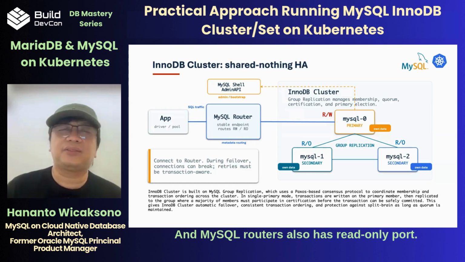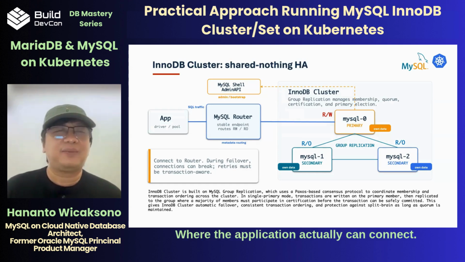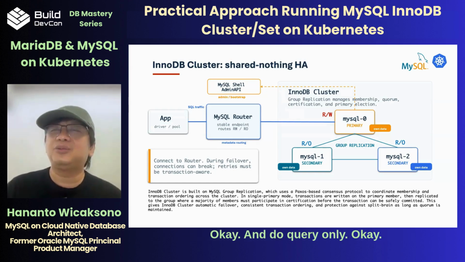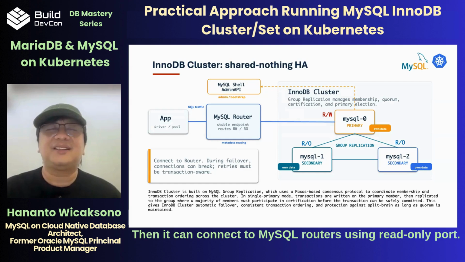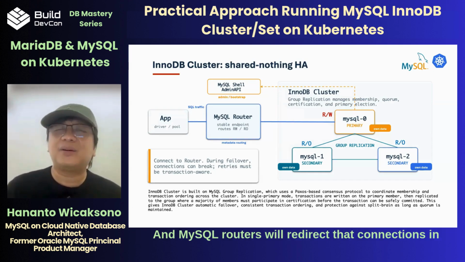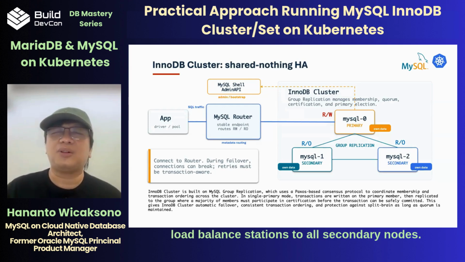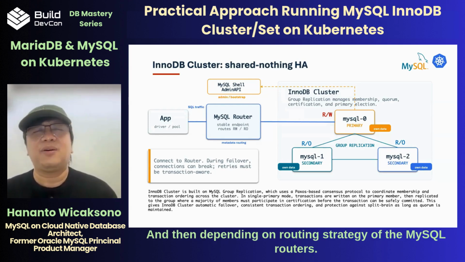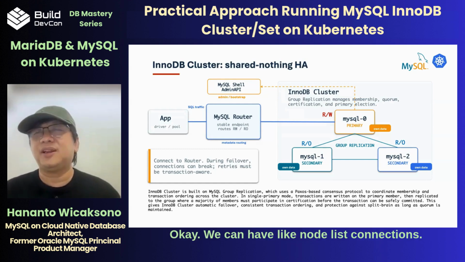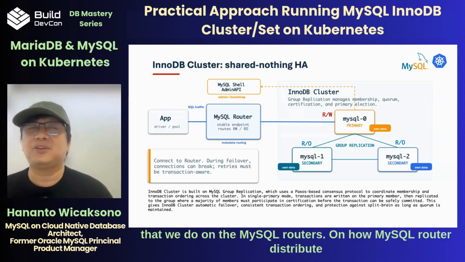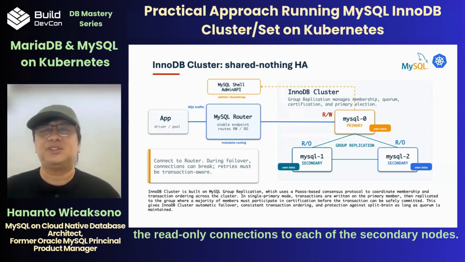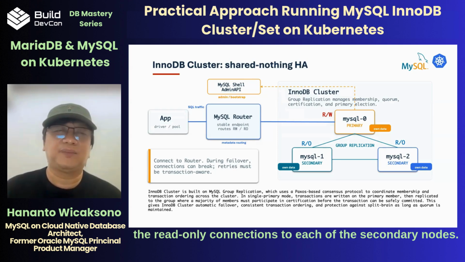MySQL Router also has a read-only port where the application can connect and do queries only. Let's say the application is a dashboard or reporting application; then it can connect to MySQL Router using the read-only port, and MySQL Router will redirect those connections in a load-balanced fashion to all secondary nodes. Depending on the routing strategy of MySQL Router, we can have least connections, round robin and so on, depending on the configuration we set on how MySQL Router distributes the read-only connections to each of the secondary nodes.